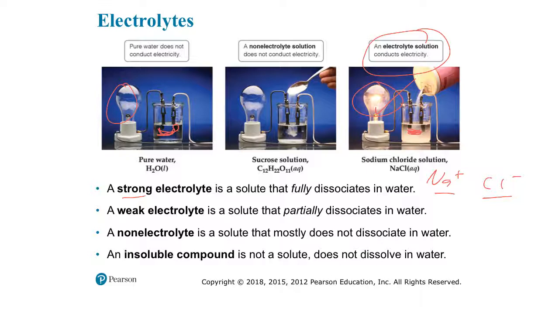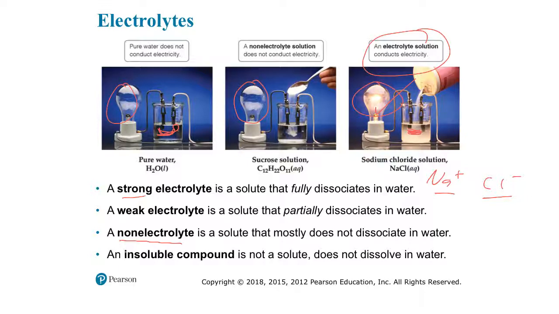A lot of compounds that dissolve in water don't allow the light bulb to light up at all. Things like table sugar do this, and would be termed non-electrolytes. A non-electrolyte is a solute that mostly or does not dissociate at all in water.